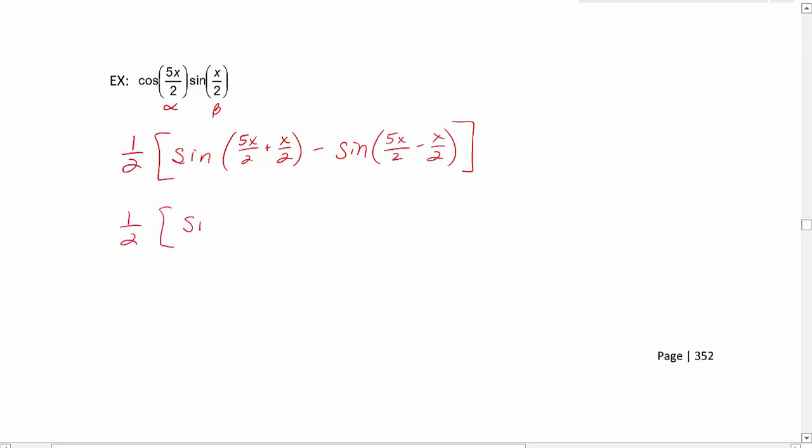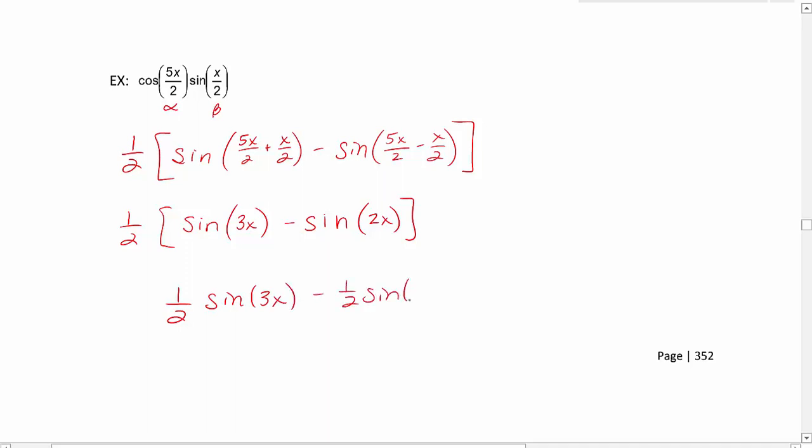Adding those together, 5x over 2 plus x over 2 is going to give us 6x over 2, which simplifies down to 3x. And then 5x over 2 minus x over 2 is going to give us 4x over 2, which simplifies down to 2x. And lastly, we'll distribute our 1/2. It's 1/2 sine of 3x minus 1/2 sine of 2x.